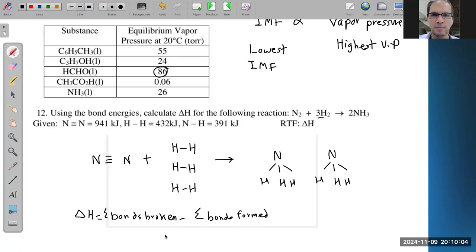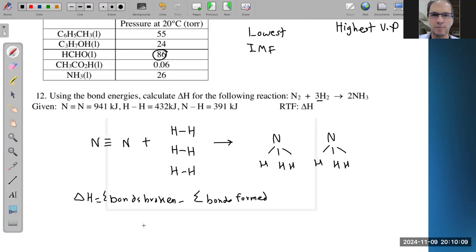So delta H is equal to the sum of the bonds broken minus the sum of the bonds formed. Okay, so can you try to do it for us, Yazid? Can you remind us, Yazid, how to do these bonds broken? I have here N and N, so I have one time only of the 941. So 941. And I have H 3 times. So I have 432 multiplied by 3.